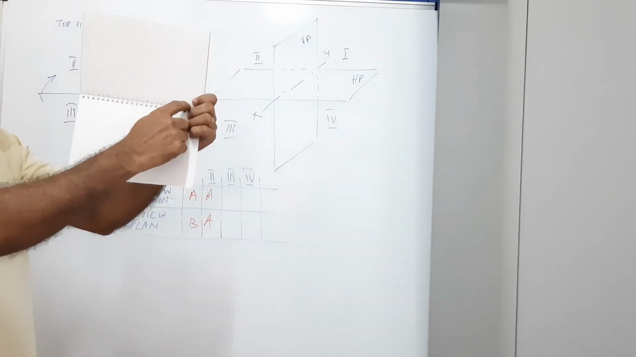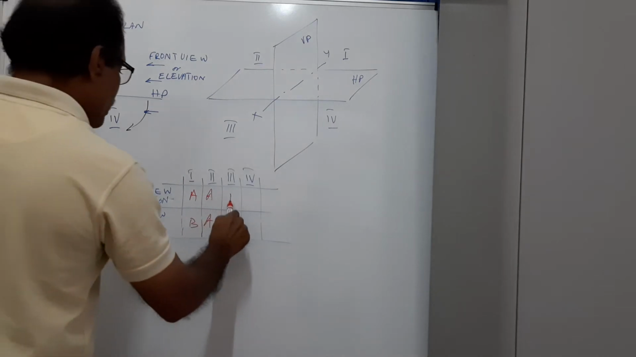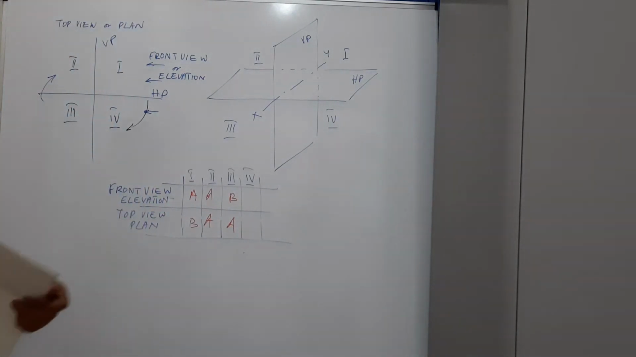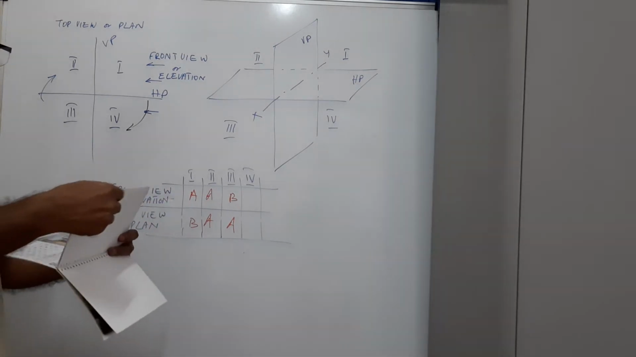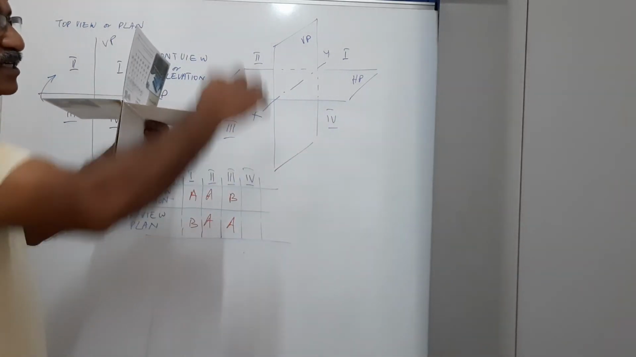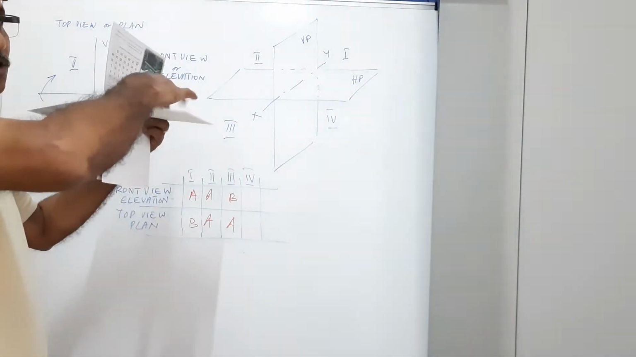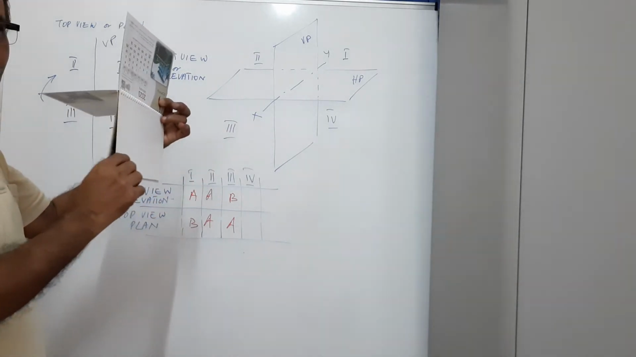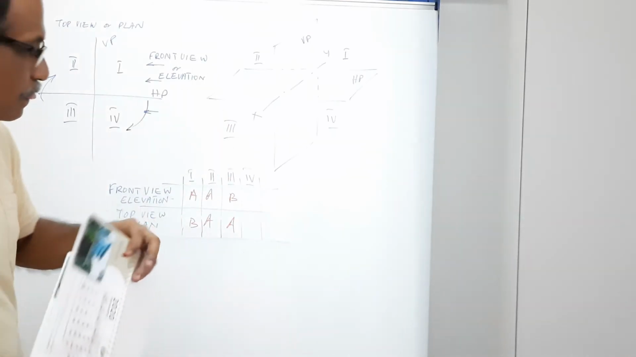XY line, elevation below XY and plan above XY. Elevation below XY, plan above XY. Fourth quadrant, object is here, elevation, plan, transparent planes, HP transparent. For the plan, you look from the top through the transparent HP, you see the object, and both are below XY.